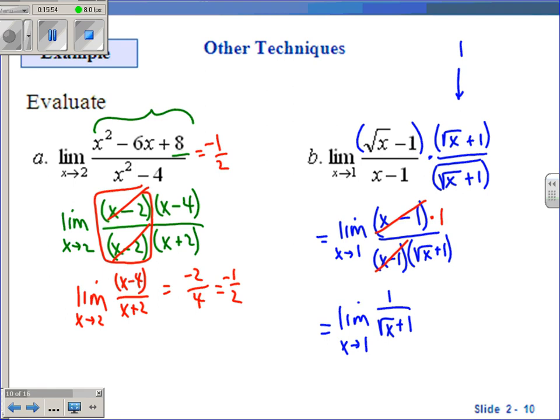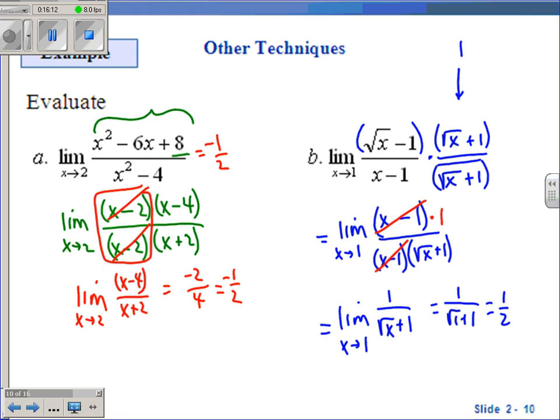Now I'm able to evaluate. So again, it's not a rational function, it's an algebraic function. Just put in your x equal 1, you get 1 over the square root of 1 plus 1, which is just going to be 1/2. And that will be the limit. So that will be the y values the function's approaching as the x is approaching 1.